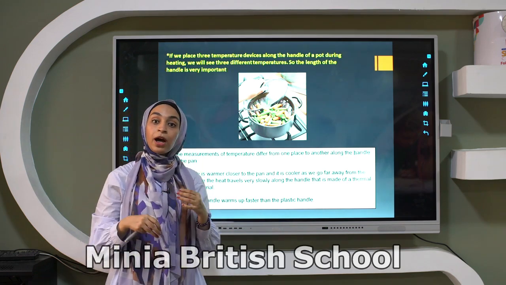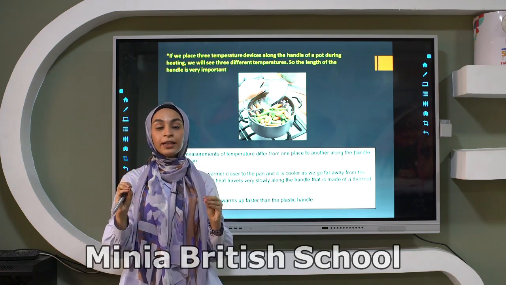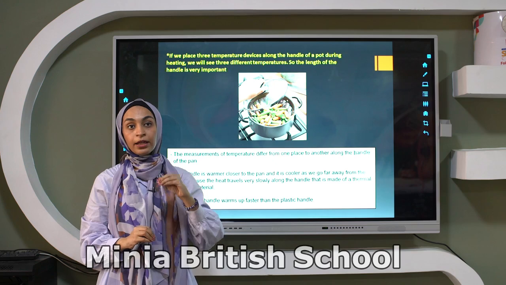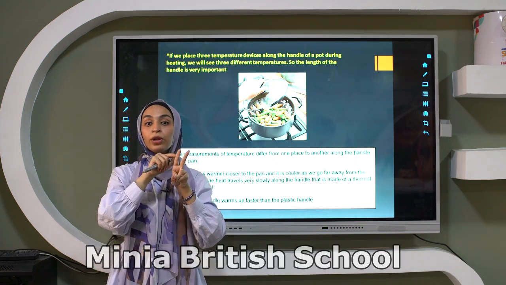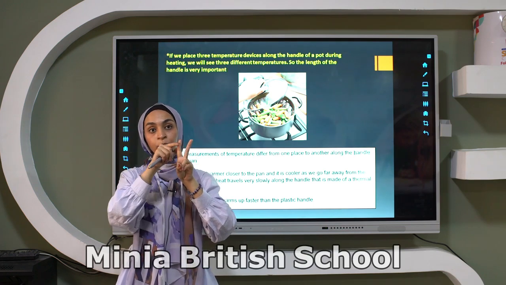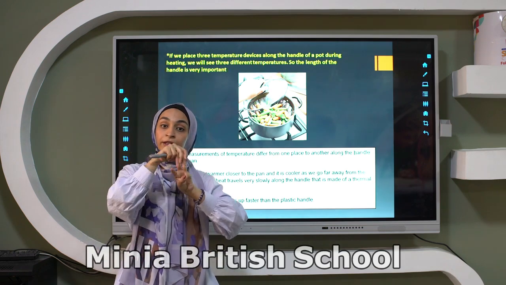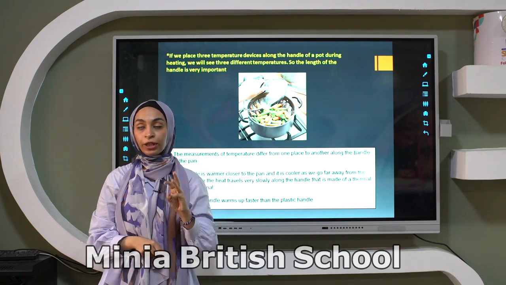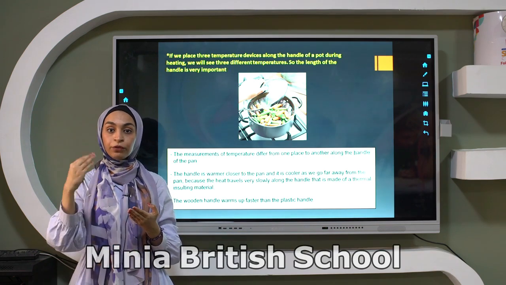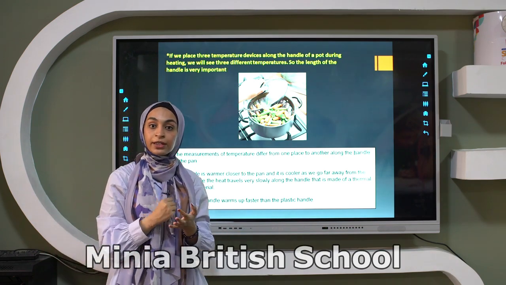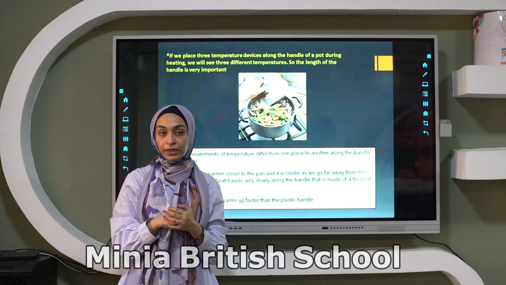In the third step, I will repeat this, but I will use a cooking pan whose handle is made of wood. So in the first and the second steps, I used 2 handles made of plastic, but one of them 16 centimeters and the other one 36 centimeters. In the third step, the handle is made of wood, and I will also measure the temperature at 3 different places, but I can find in this case that the wood heats faster than the plastic.